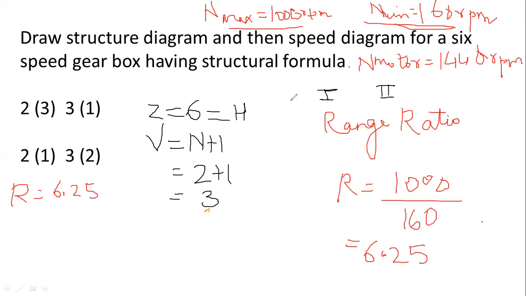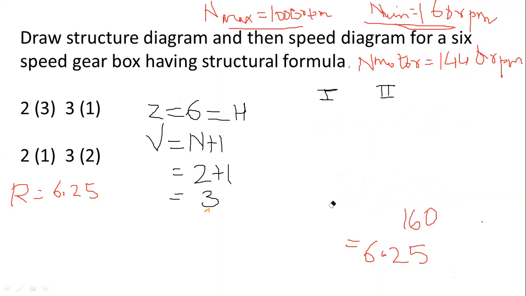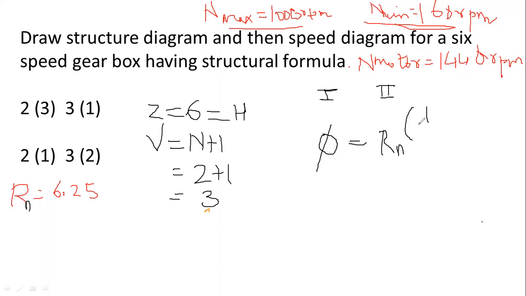Once range ratio is calculated, you have to find the geometric progression ratio. So I'll start with that. How to find out the geometric progression ratio, right? The formula is phi is equal to R raised to 1 upon Z minus 1. That is your range ratio, which you found out right now, 6.25. And what is your Z? Number of speed steps. A 6-speed gearbox is there. So your Z is 6, right?